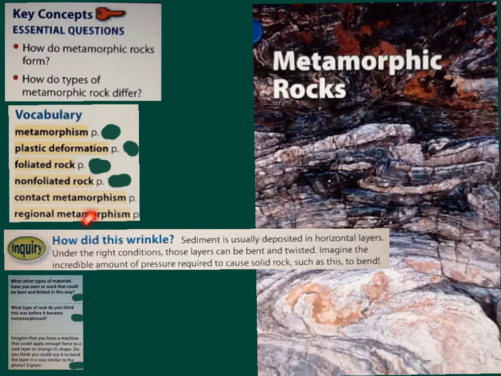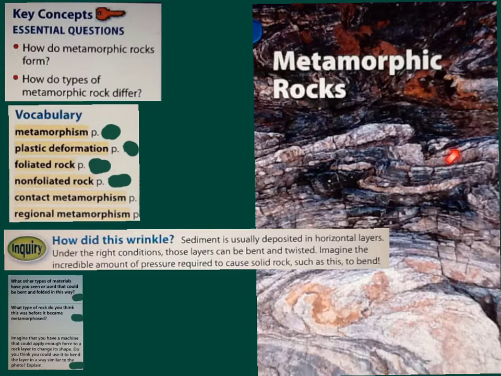Okay, so now I want to look at the photo that's here, as well as the inquiry question. How did this wrinkle? Sediment is usually deposited in horizontal layers. Horizontal means it goes side to side. Okay? Under the right conditions, however, those layers can be bent and twisted. Imagine the incredible amount of pressure required to cause solid rocks such as this to bend. Imagine that.